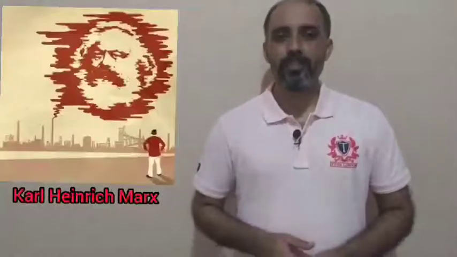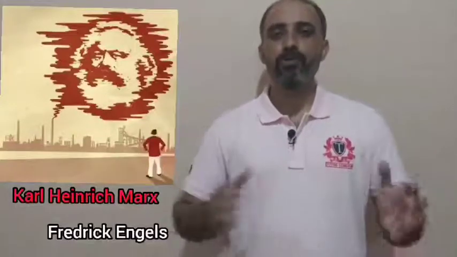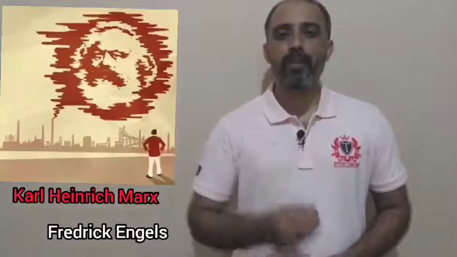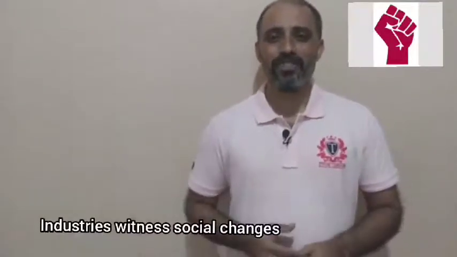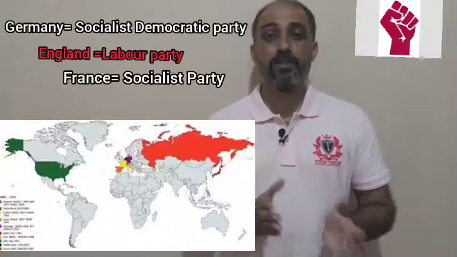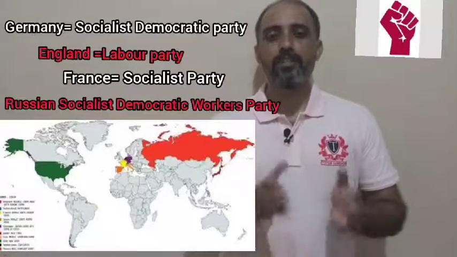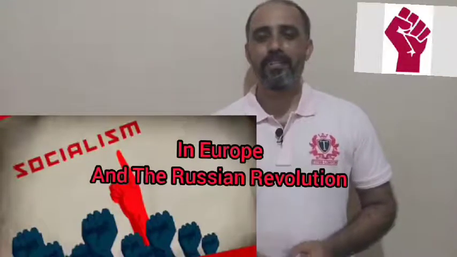Karl Marx was born in Germany, but later on he went to England. There he met Friedrich Engels and both worked hand in hand to develop an ideology called communism. By the mid 19th century, that is from the 1850s to 1880s, there was a lot of debate about the ideas of socialism. Even industries witnessed a lot of social changes. In Germany, the Socialist Democratic Party; in England, the Labour Party; in France, the Socialist Party; and in Russia, the Russian Socialist Democratic Workers' Party. This is what we are going to study in this lesson, socialism in Europe and the Russian Revolution.